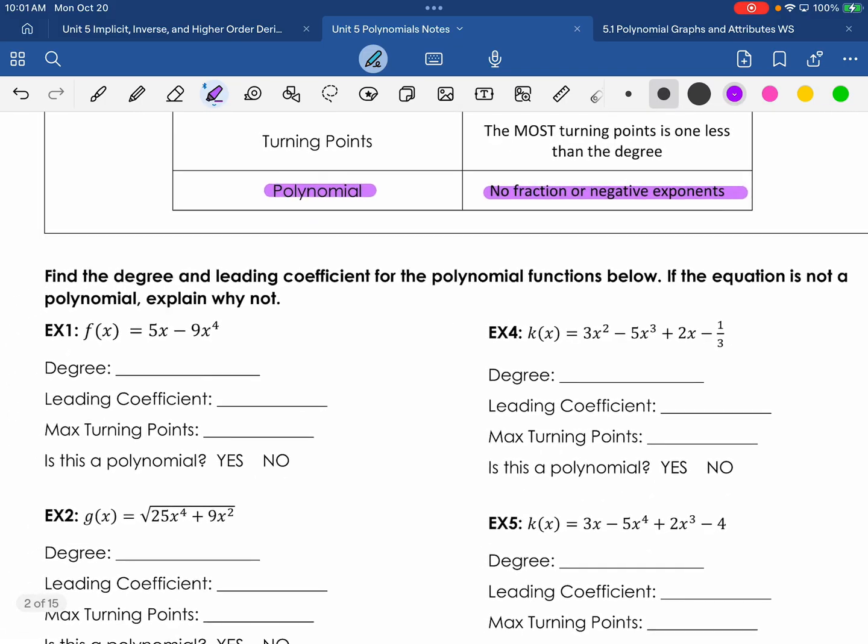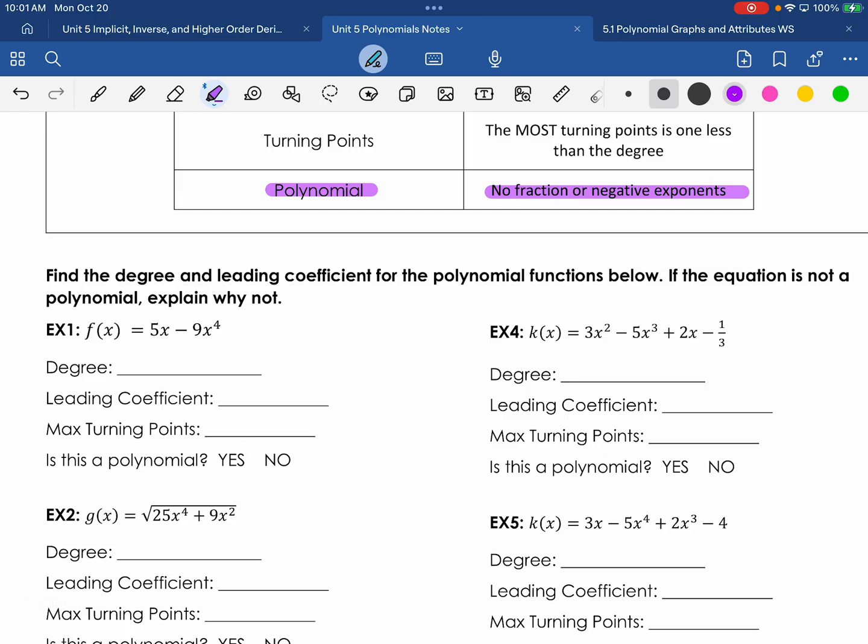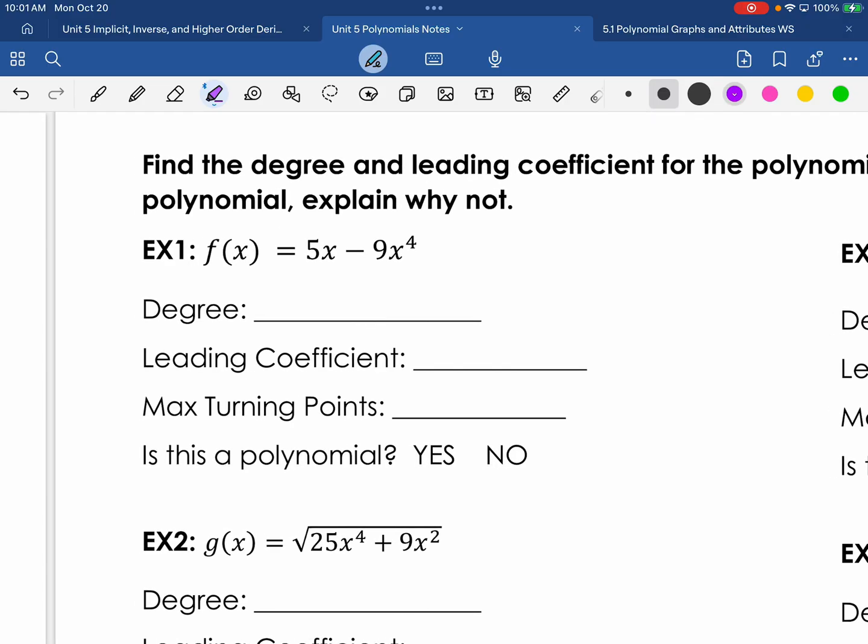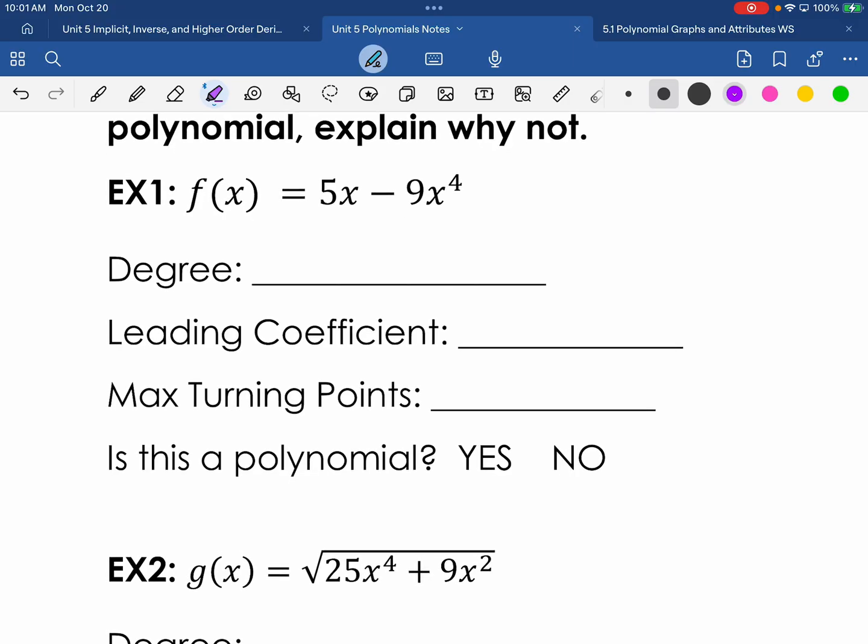All right, so down here, I'm going to give you a function, and we want to figure out the degree, the leading coefficient, and the max number of turning points. All right, so on number 1, what would your degree be? 4, yep, because the x to the 4th, that's the biggest exponent. Now, what is the number with that x to the 4th? Negative 9. So your leading coefficient is negative 9. You do need to make sure the negative follows with it.